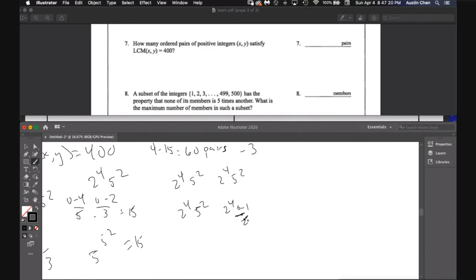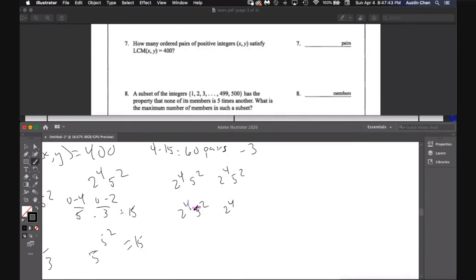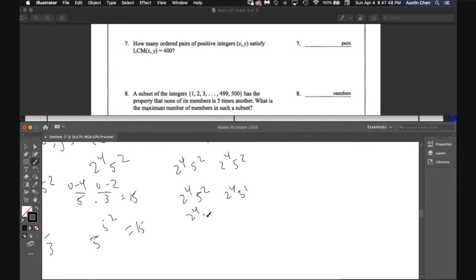So then, just from this case, you can see that we've overcounted this. You can think of this as two separate cases. So we have 2 to the 4 5 squared and 2 to the 4 5 to the first, and then we have 2 to the 4 5 squared and 2 to the 4 5 to the 0. Okay, so let's look at this case first.